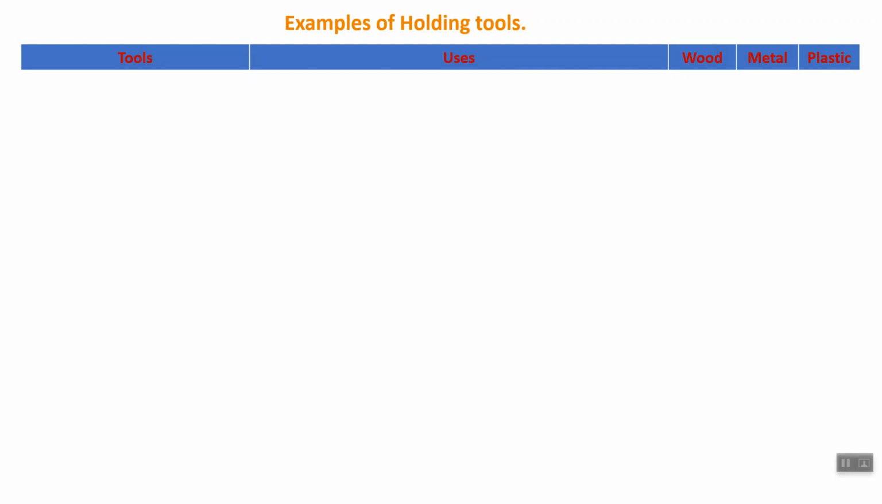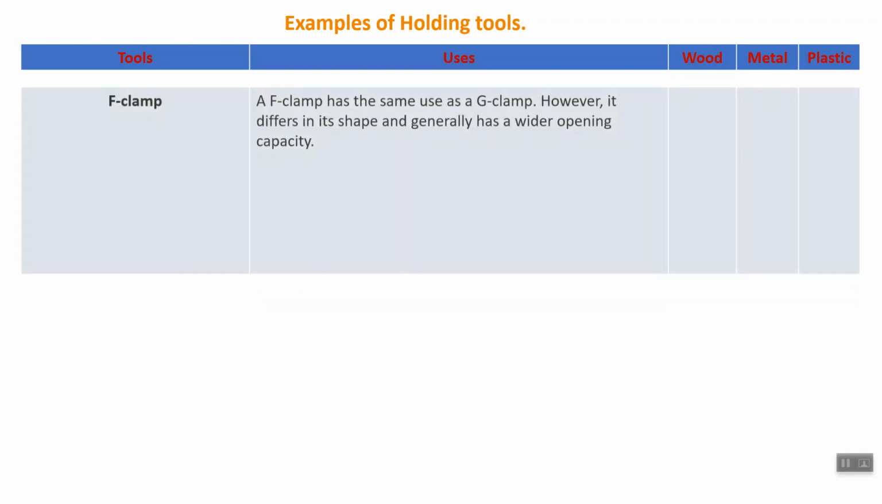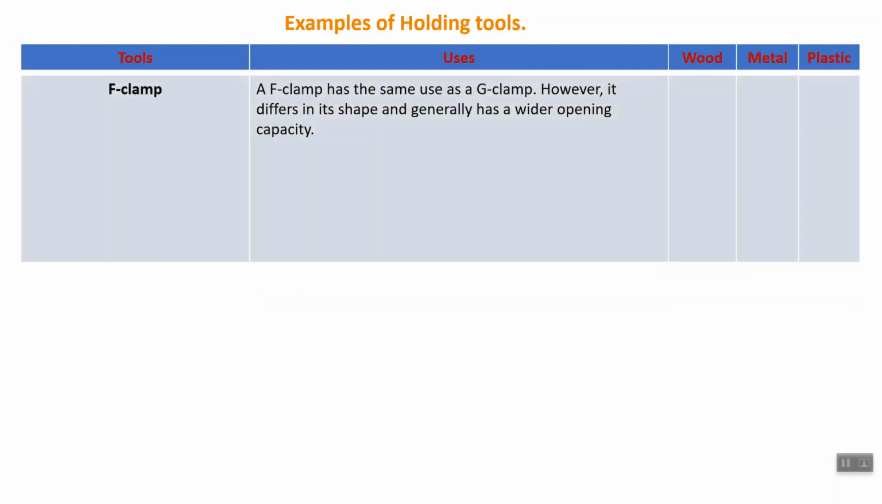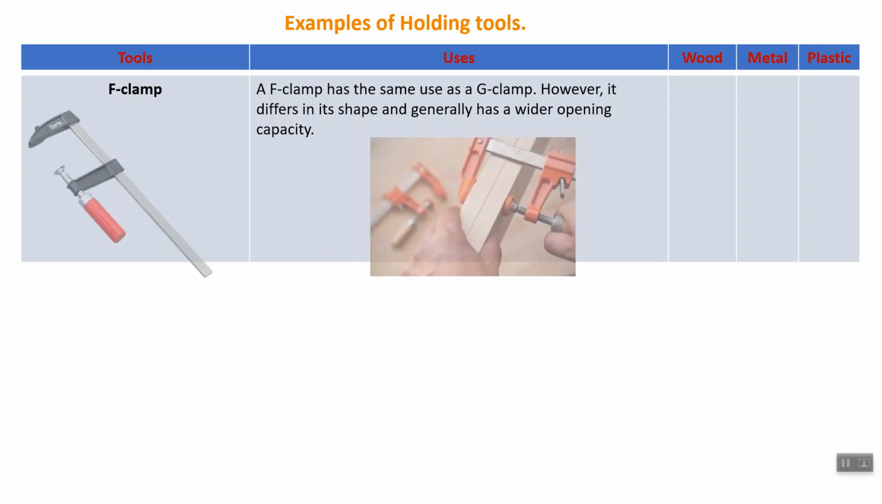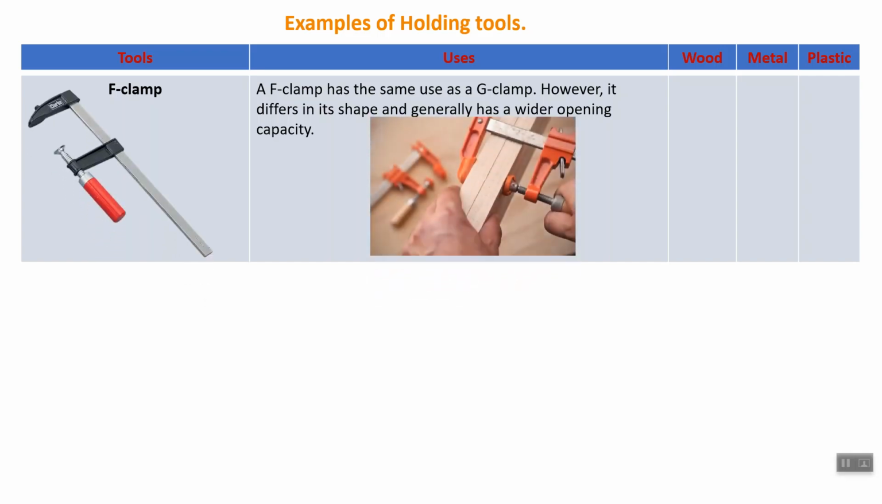So another examples of holding tools, we have the F clamp. Okay, the F clamp has the same use as the G clamp. However, it differs in the shape. It has a wider opening. The G clamp is limited in the opening, okay, but the F clamp has a wider opening capacity. So this is the F clamp because it has an F shape. Okay, it is used to wood, metals, or plastics.